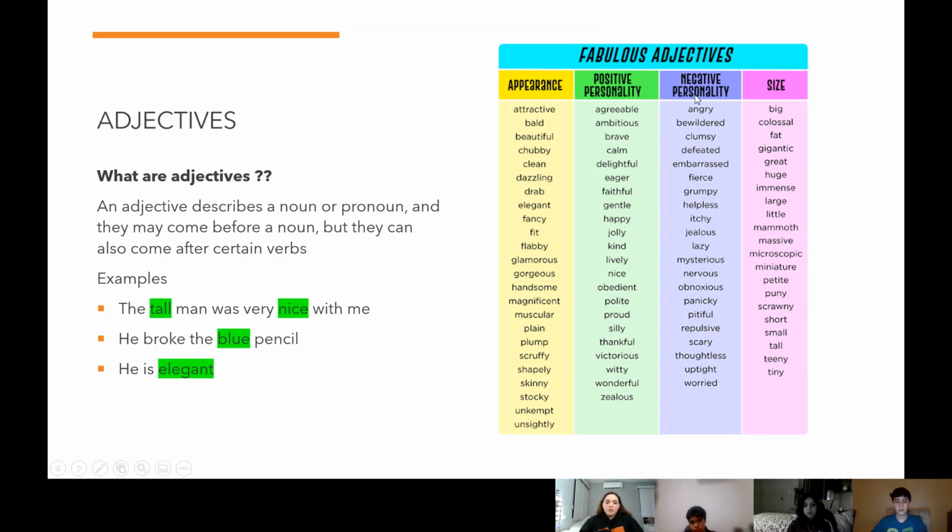The next subject that we're going to talk about is adjectives. What are adjectives? An adjective describes a noun or a pronoun, and they may come before a noun, but they can also come after verbs. For example, the tall man was very nice with me. Here are some examples with the famous adjectives. Appearance: attractive, beautiful, chubby. Sizes: big, closing, fat. Negative personality: angry, and a lot more.